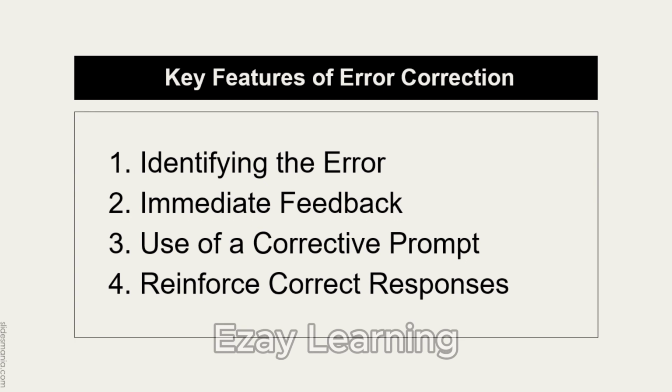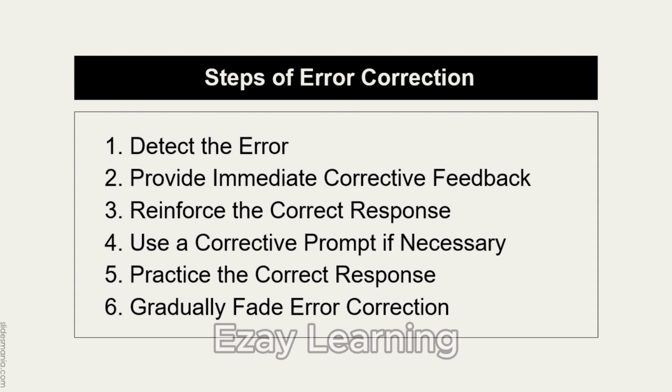You have to first identify the error. When an error occurs, it is important to recognize the mistake and address it immediately to prevent further errors. Now, immediate feedback is required. Provide prompt and constructive feedback to the learner, reinforcing the correct response and guiding them to the correct behavior. Use of a corrective prompt. A corrective prompt is used to help the learner perform the correct response. It may involve repeating the instruction or using a more direct prompt. And then, reinforce correct responses.